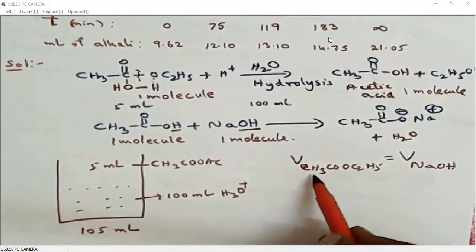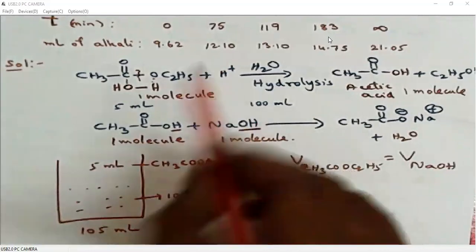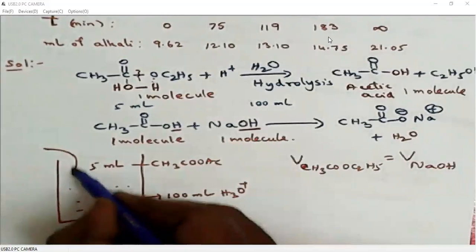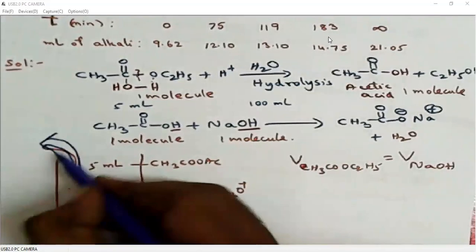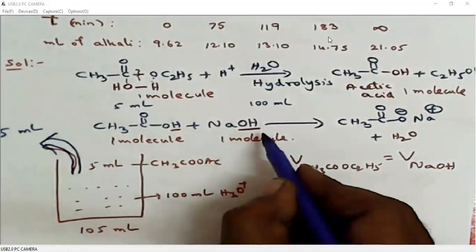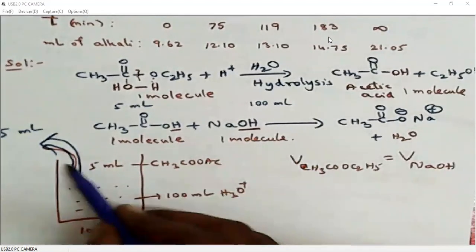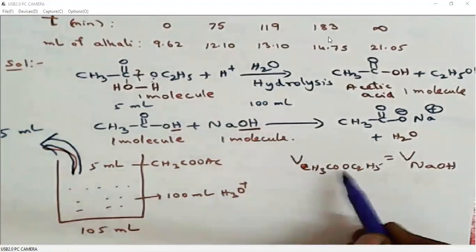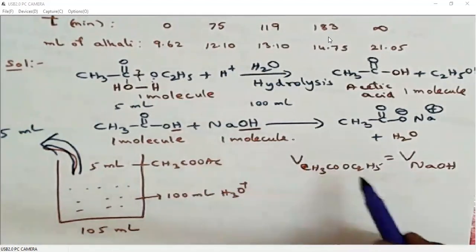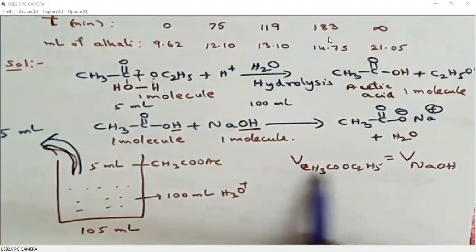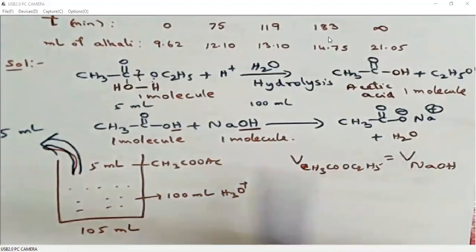When we are taking 5 ml from this reaction mixture, we are taking 5 ml at regular intervals and titrating it with NaOH. We don't know the amount of acetic acid in the mixture, but when we titrate it, we can say the volume of ethyl acetate is nothing but the volume of NaOH. So instead of using the volume of acetic acid, we can use the volume of NaOH. So that's why the NaOH volumes were given, right?